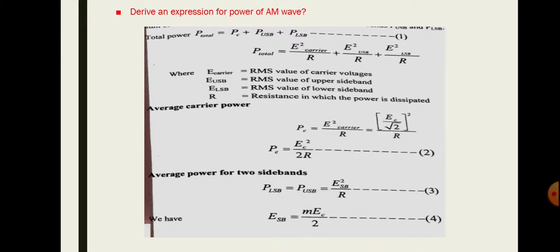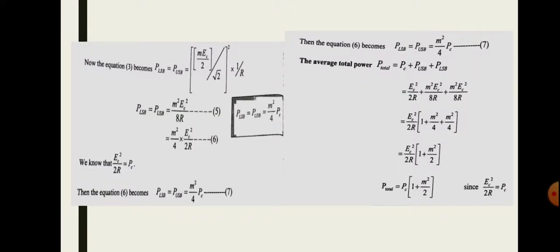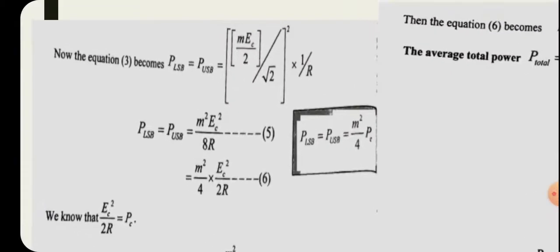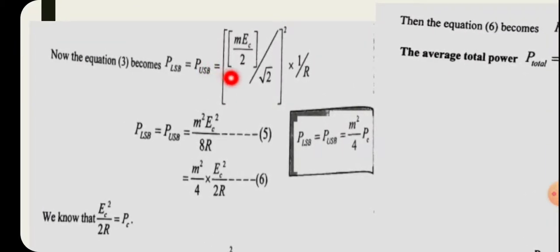So we can write PLSB equal to PUSB equal to RMS value square divided by R. RMS value is the peak value divided by root 2. So PUSB equal to PLSB equals MEC by 2, this is the peak value, divided by root 2 gives the RMS value, and that whole square divided by R. So power of LSB equal to power of USB, by solving this equation, we will get M square EC square by 8R.